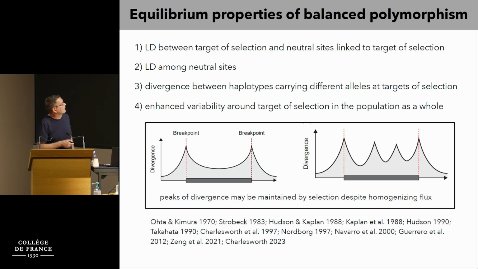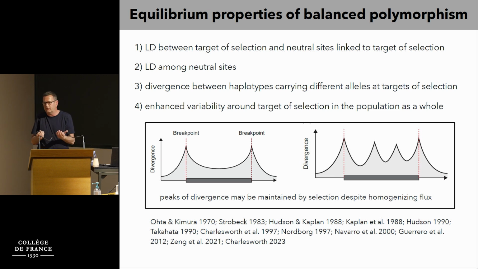So let's unpack this a little bit more. At such an equilibrium, what sort of patterns might we expect in population genetic data? One thing that we would expect is linkage disequilibrium between targets of selection and neutral sites that are linked to the targets of selection. We would also expect LD among the neutral sites. We should see divergence between haplotypes that carry different alleles at the targets of selection. And we might also see enhanced variability around the target of selection in the population as a whole.